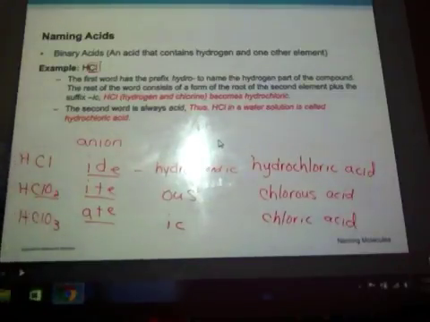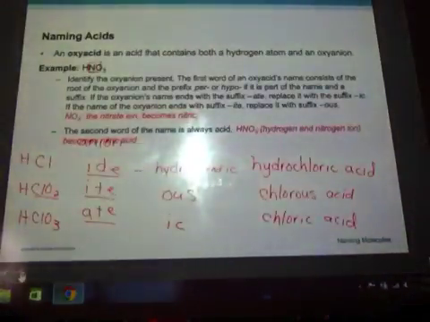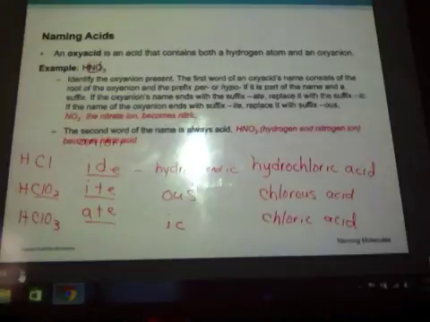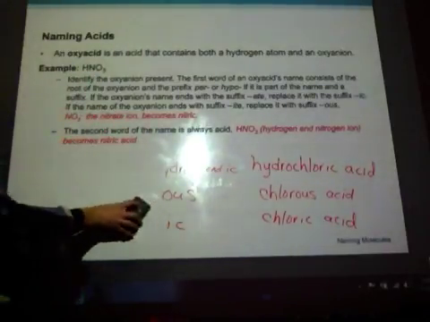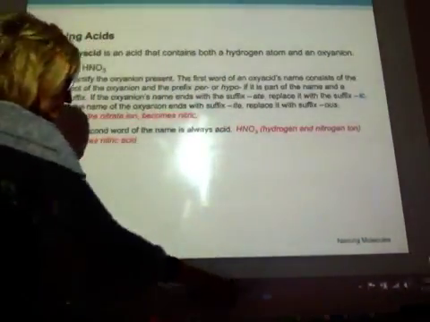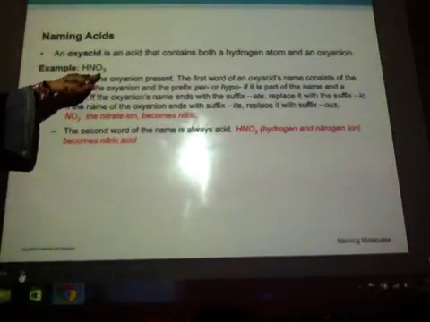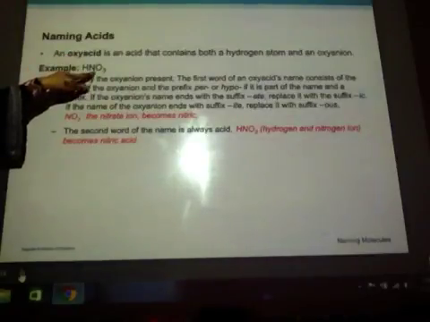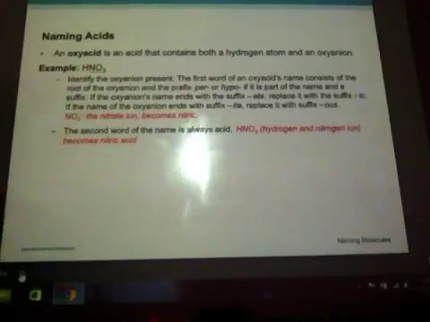And we'll do the practice problems in the book for those also. And once you practice that a few times, it's not so bad. So here, an oxyacid is any acid that has a hydrogen and an oxygen in it. So here I have HNO3. All I'm going to look at is this. What is NO3?